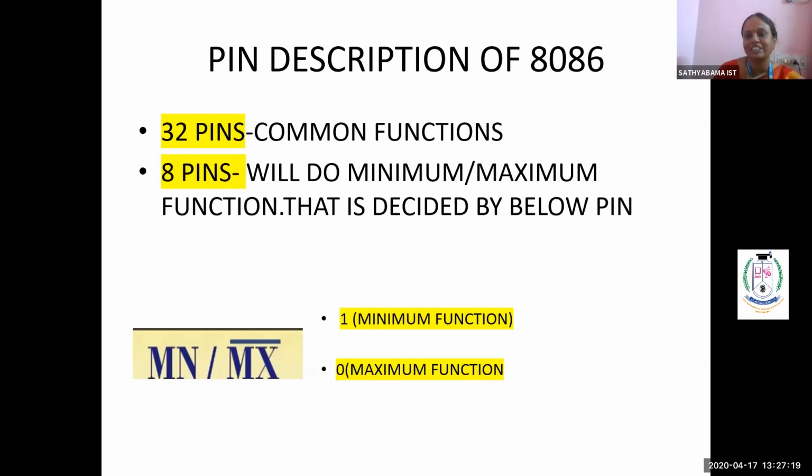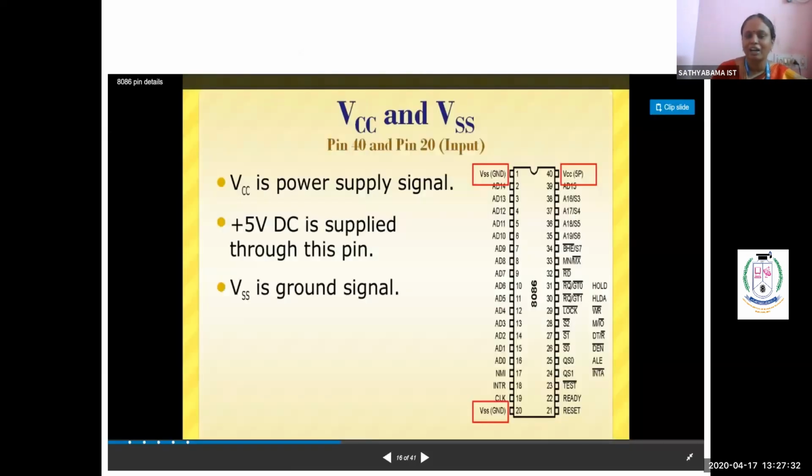The remaining 32 pins are the common function pins. So first we will see the 32-pin common functions. Then we will exclusively see what the minimum mode function pins are and what the maximum mode functions are. I think the pins are not a complicated topic. Whatever we have studied in 8085, we will mostly use the common names.